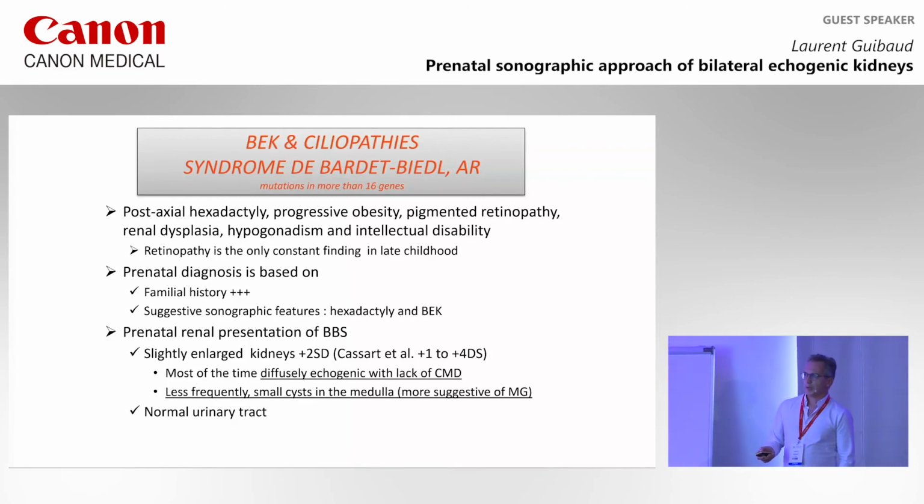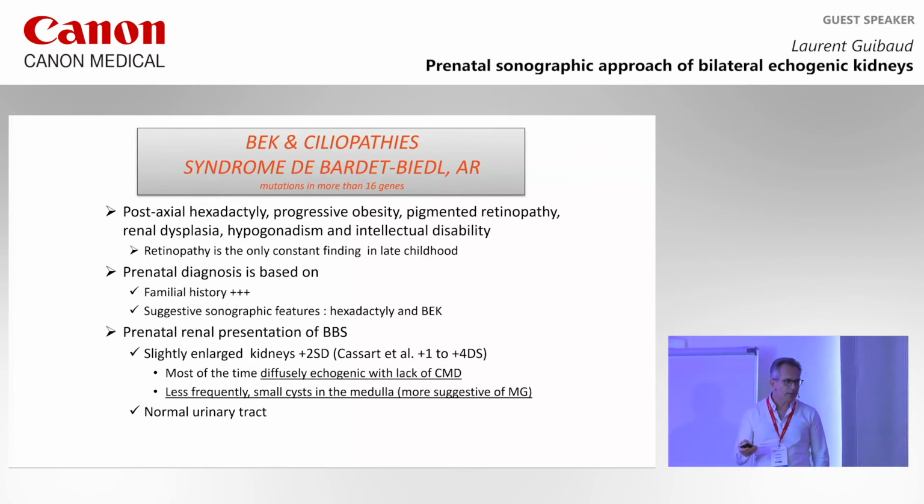So the renal presentation, most of the time, is diffusely echogenic kidneys with lack of CMD. In some cases, you may have some cysts in the medulla. For ciliopathies, most of the time it's in the medulla. But we will speak about Meckel-Gruber. For Meckel-Gruber, it's in the medulla, it's very large. And the tract is normal, with the amniotic fluid, which is normal.